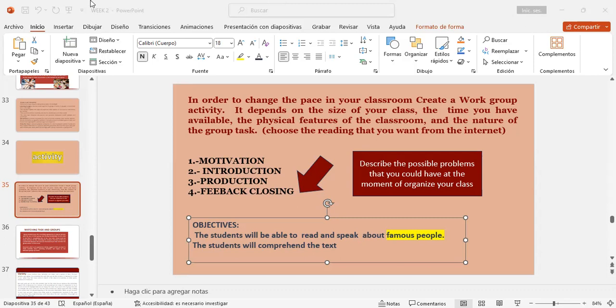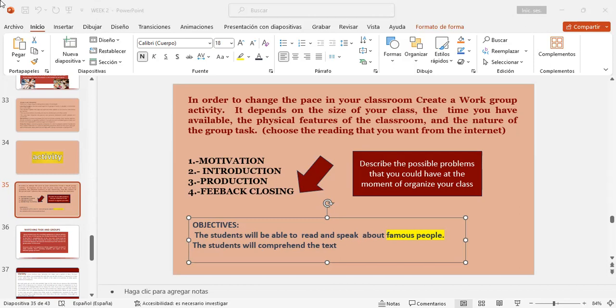Okay. Nature of the class or nature of the group. It is a class of teenagers. They are at elementary level. Because the reading is just present simple, so this is elementary.